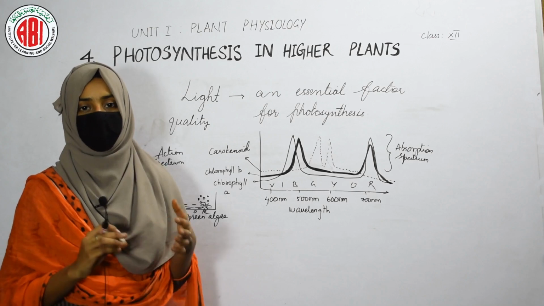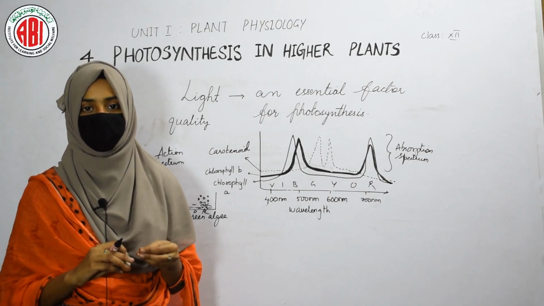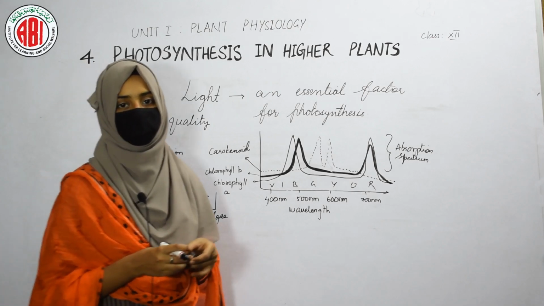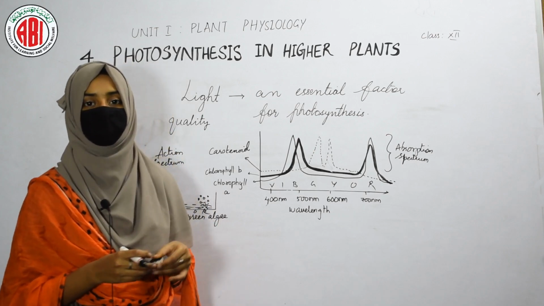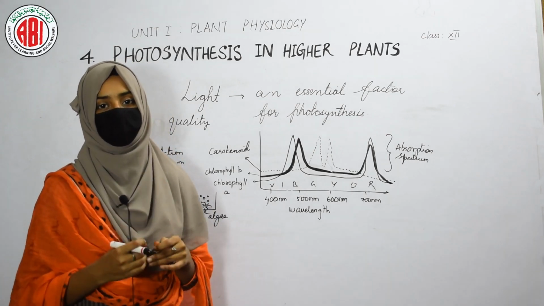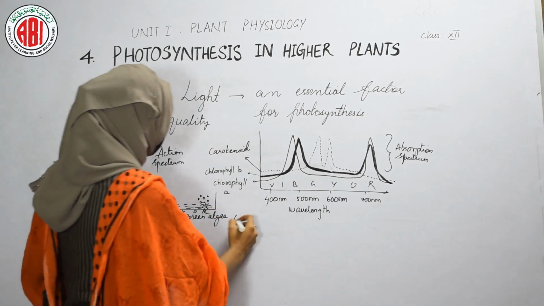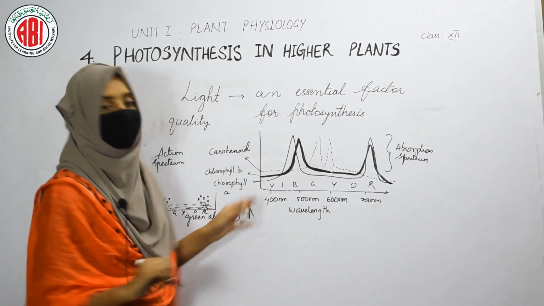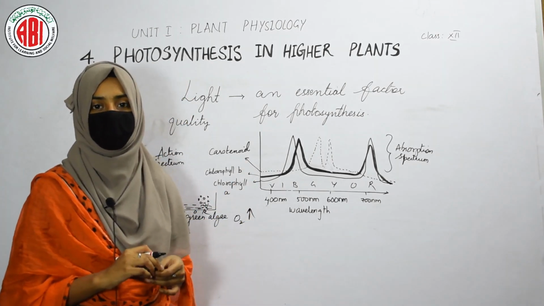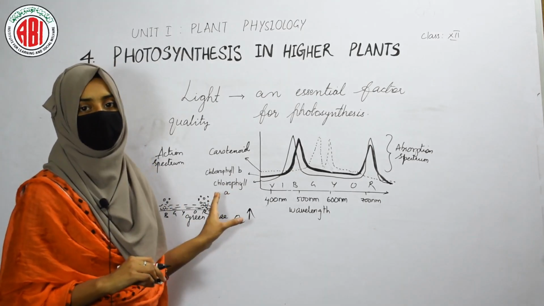As the bubbles are appearing in the blue and red region, how can we say that the process of photosynthesis is maximum in that region? We know that during the process of photosynthesis, oxygen is released as a byproduct. So, when the oxygen is released in the water, some bubbles can be seen.